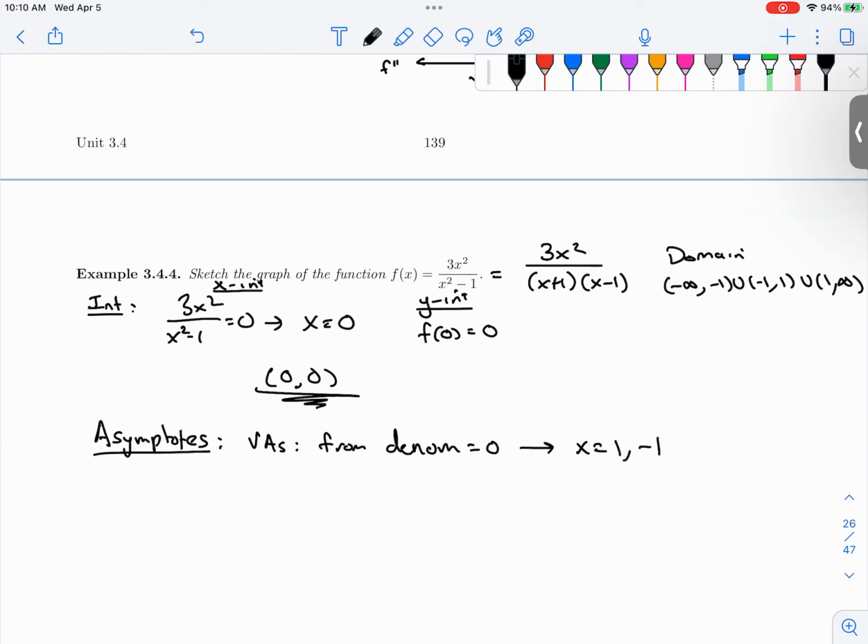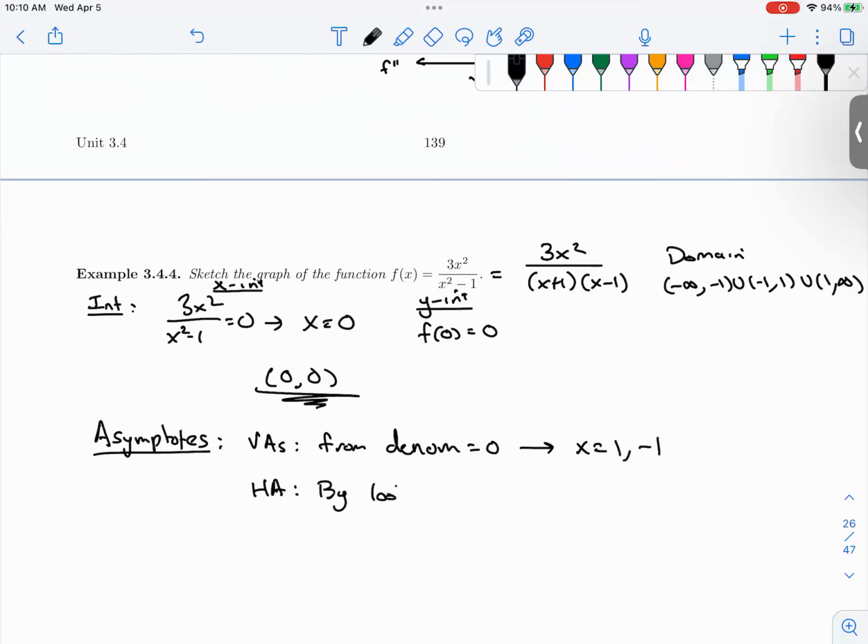And then a horizontal asymptote. Where do we have a horizontal asymptote? Or do we have one? So horizontal asymptotes, if you want to do it the calculus way, you take the limit as x approaches positive infinity and negative infinity. In this case, looking at 3x squared over x squared, same power, so it's going to be 3. But you can also do it by looking at the ratio of leading coefficients. Since they're both degree 2, it has a horizontal asymptote at y equals 3.